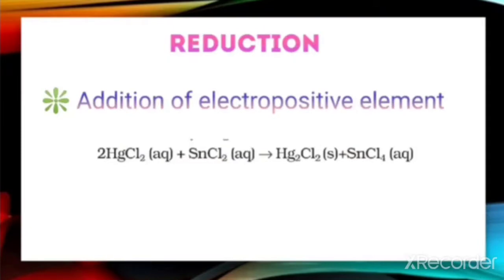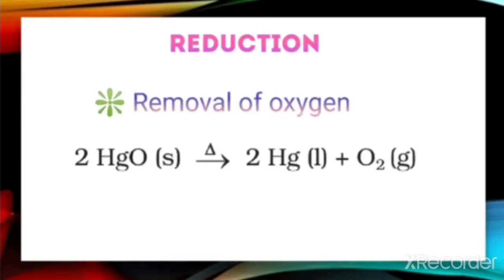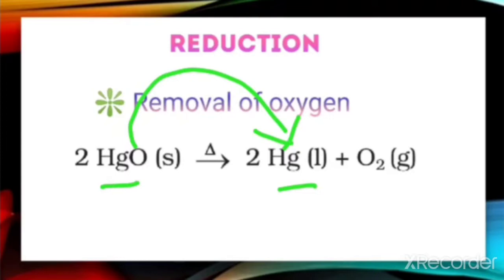It can also be defined as the process in which there is a removal of oxygen. When you look from here, HgO is converted into Hg. That means from here to here, what is taking place? Removal of oxygen is taking place. That's why you can see that HgO, an oxide of mercury, gets converted into mercury. That is, removal of oxygen is taking place. That's why it is called reduction.